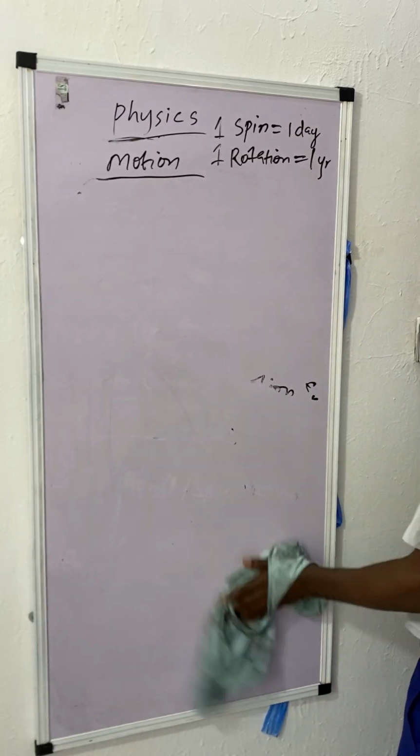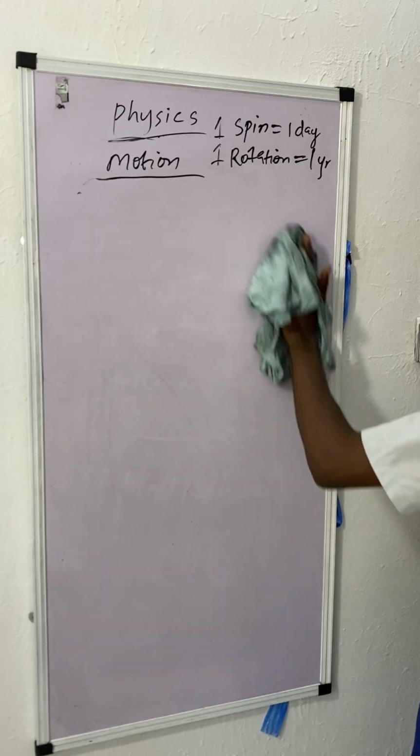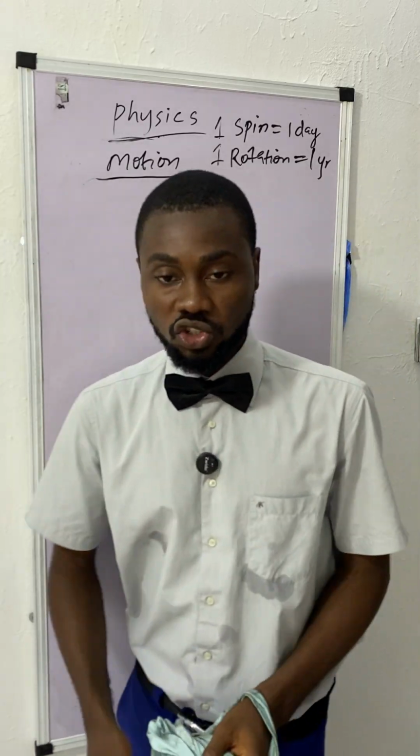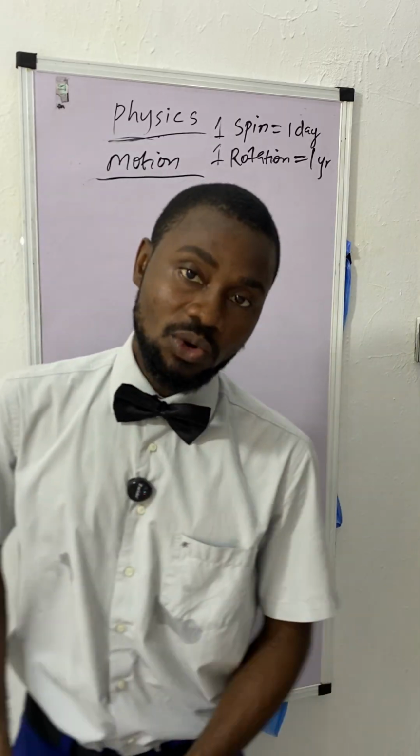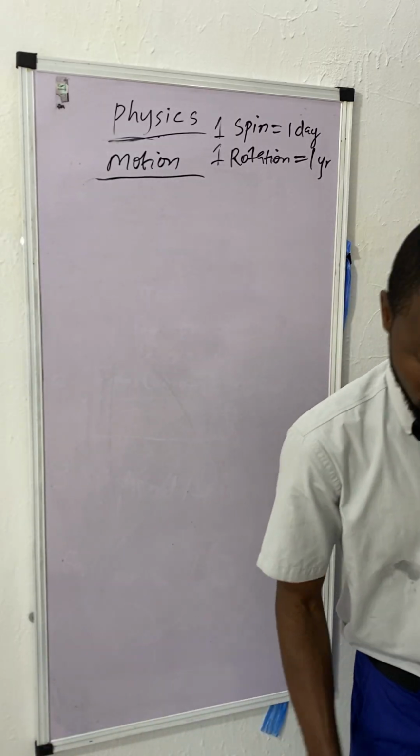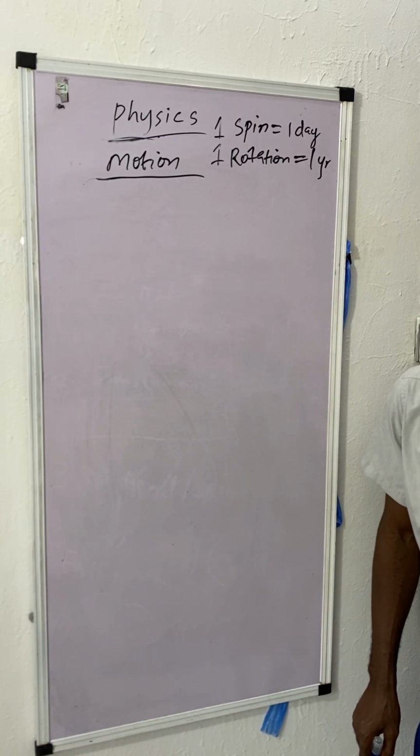When you are in a crowded market, you can't move in a straight line. You are just trying to look for the part that is less congested so that you can move. So if you go like this, you go like this, you go like this. That's random motion.